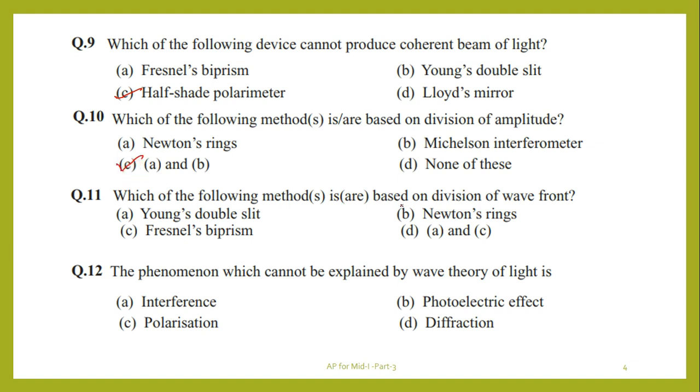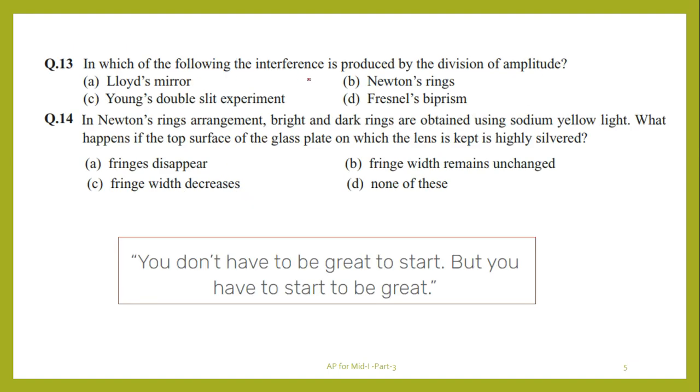Next one, which of the following methods is based on the division of wavefront? Based on the division of wavefront, we have Fresnel biprism. Phenomena which cannot be explained by wave theory of light is. In these four options, interference, diffraction and polarization we can explain with the wave theory, but the only one effect, the photoelectric effect, can be explained based on the particle nature of the light. Which one of the following interference is produced by division of amplitude? We have Newton rings.